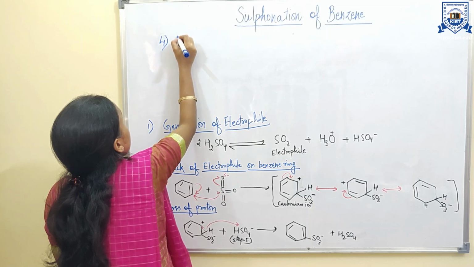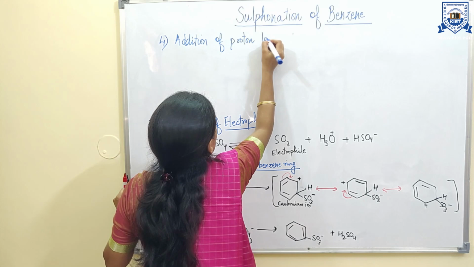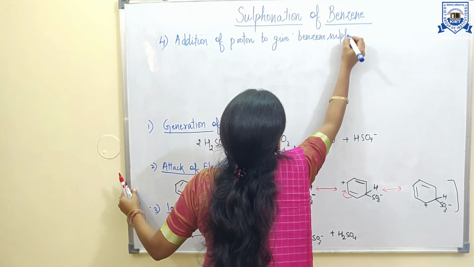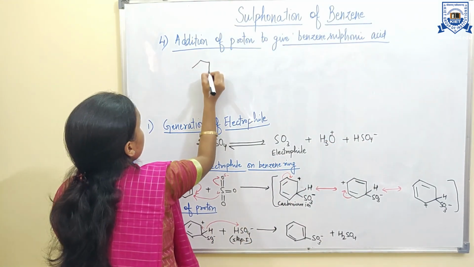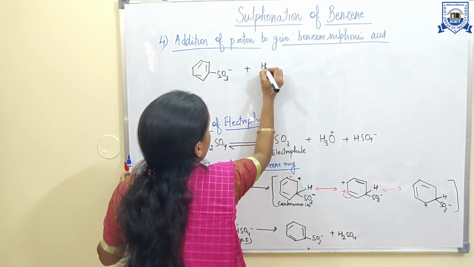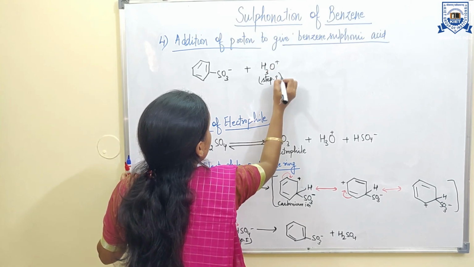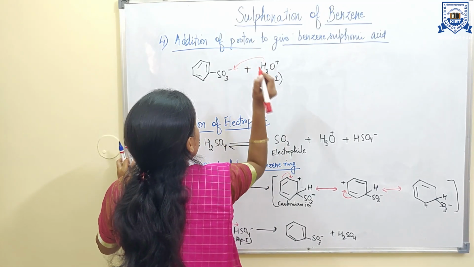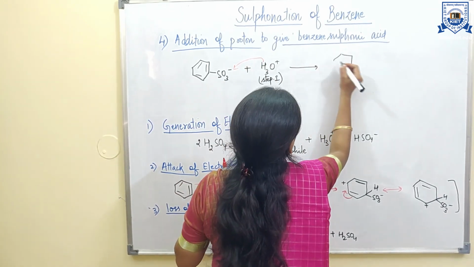Now the next step is the addition of a proton to give benzene sulfonic acid. The H3O positive ion from the first step will donate a proton to the benzene intermediate. The proton will be accepted by this SO3 negative ion to form benzene sulfonic acid.